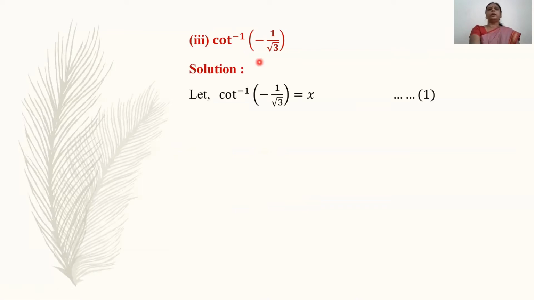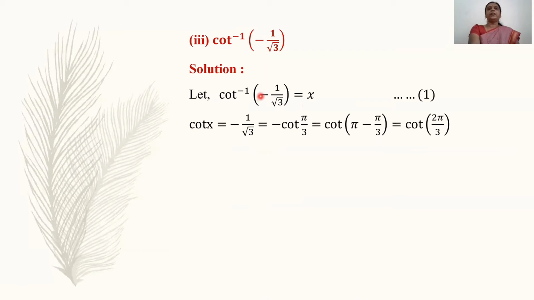In the solution, you write down let cot inverse minus 1 upon root 3 is equal to x, and treat this as equation 1. Then again, you take this cot inverse to the right hand side, you will get cot x is equal to minus 1 upon root 3. Okay, then we know that 1 upon root 3 means cot pi by 3.